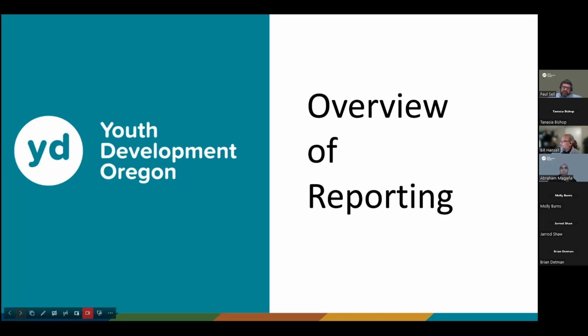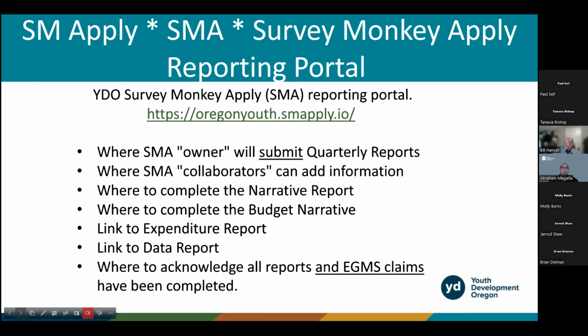At this time, as we begin the overview of reporting, I will turn it over to my colleague, Abraham. I'm going to give you an overview of what reporting is going to look like. First, we're going to start off with what SMA or SM Apply is, or SurveyMonkey Apply. That's the platform we use for all our reporting having to do with the CI grant. There's the website; you can click on that. But there's a few things I want to bring your attention to in regards to the different kind of settings, if you will.